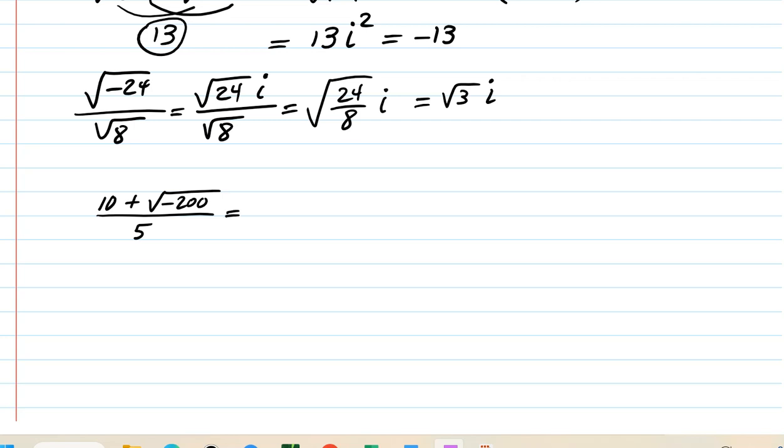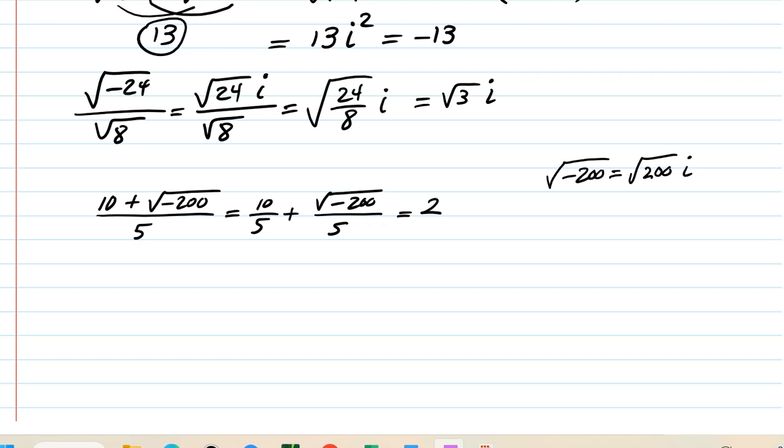Okay, so first I can divide 10 by 5 plus the square root of negative 200 divided by 5. Now 10 divided by 5 is 2. Now the square root of negative 200, let's work on that one. Remember, we write it as a positive and bring i in front.